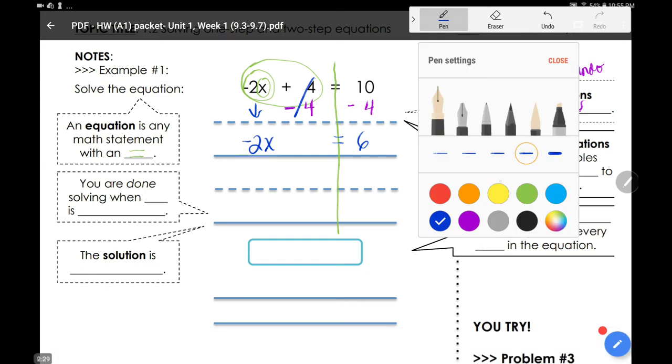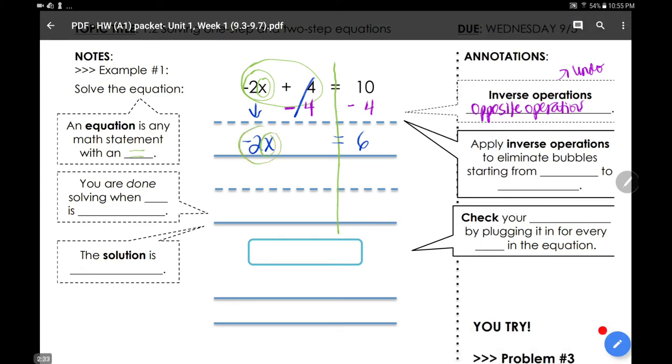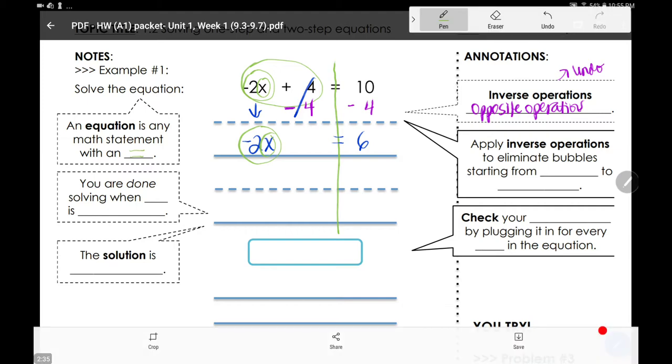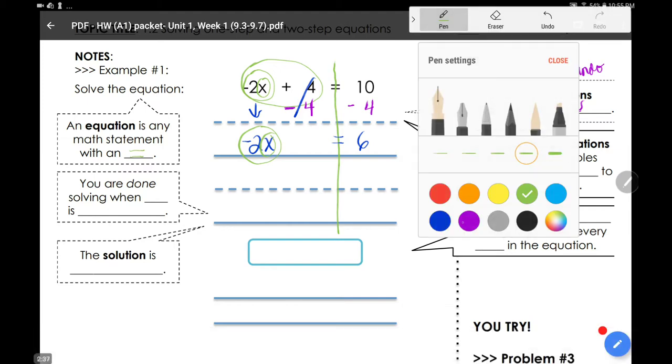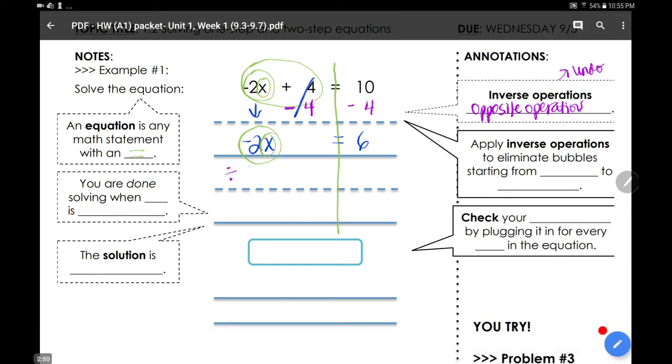Is x by itself yet? No. X is still attached to this -2. So the next part is to figure out, well, what's happening between -2 and x right now? What's the inverse operation that we need? Well, -2 is being multiplied to x. So the inverse operation we need is division by -2.